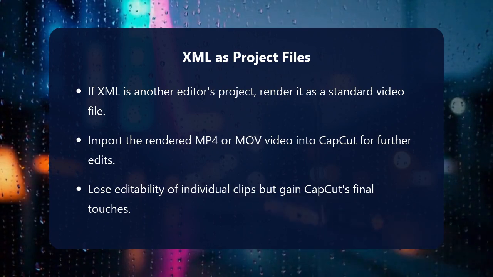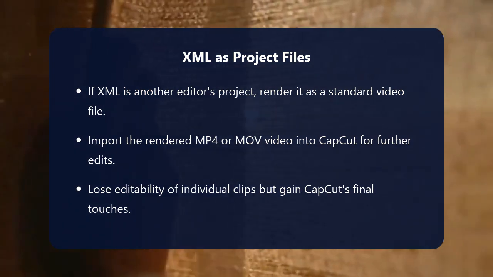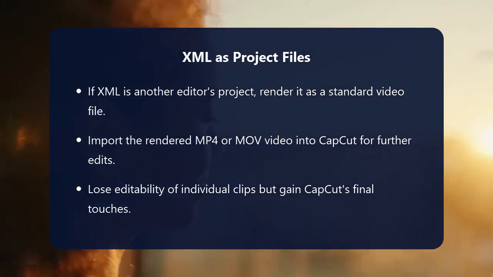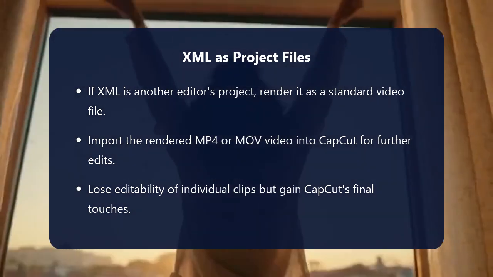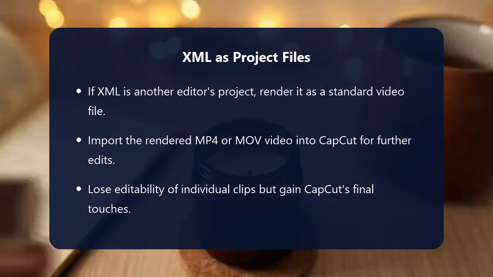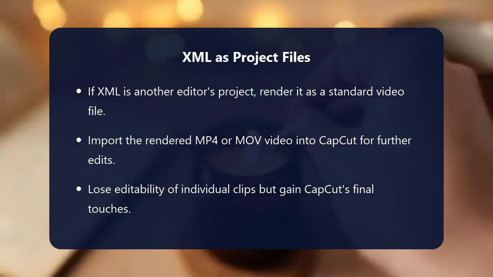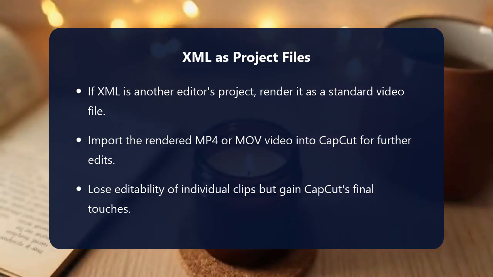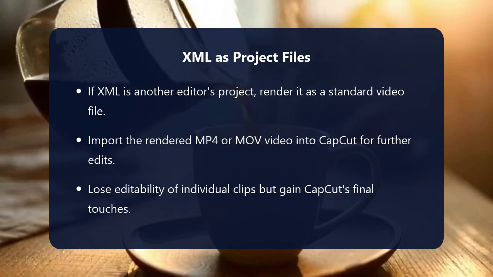Firstly, if your XML file represents an entire project timeline from another editor, like a Premiere Pro sequence or a DaVinci Resolve project, your best course of action is to complete the editing in the original software. Once finished, render or export that entire project as a standard video file, an MP4 or MOV, for instance, at your desired resolution and quality. Then, you can easily import that rendered video file into CapCut.